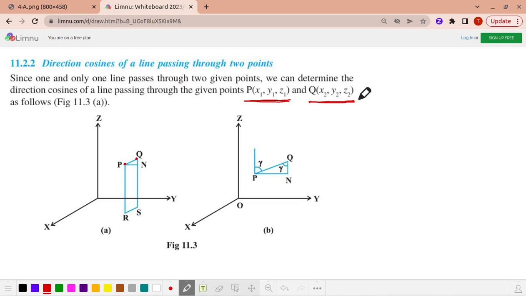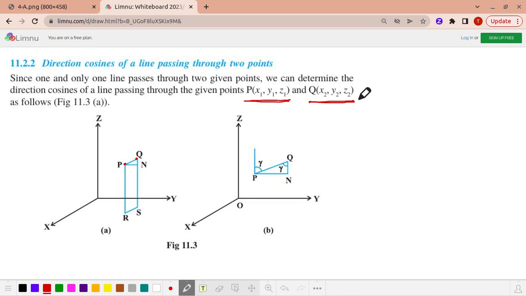Now what is our objective? Our objective is to find the direction cosines of the line PQ. And what is given to us? All that is given to us is the coordinates of point P and the coordinates of point Q. So we need to derive the direction cosines of the line PQ in terms of the coordinates of points P and Q, that is, in terms of x1, y1, z1 and x2, y2, z2. That's it. Now how to derive that?